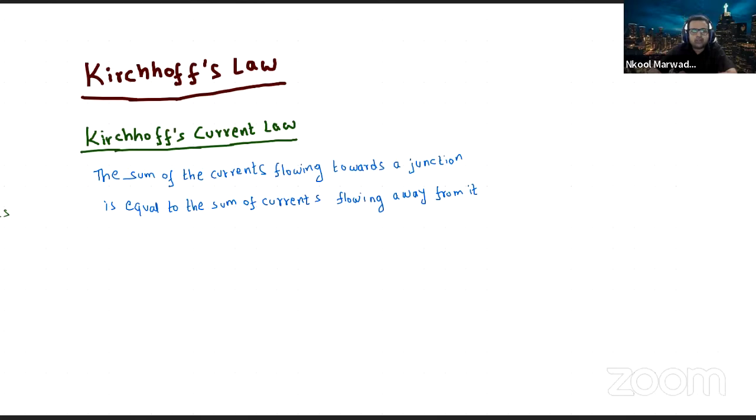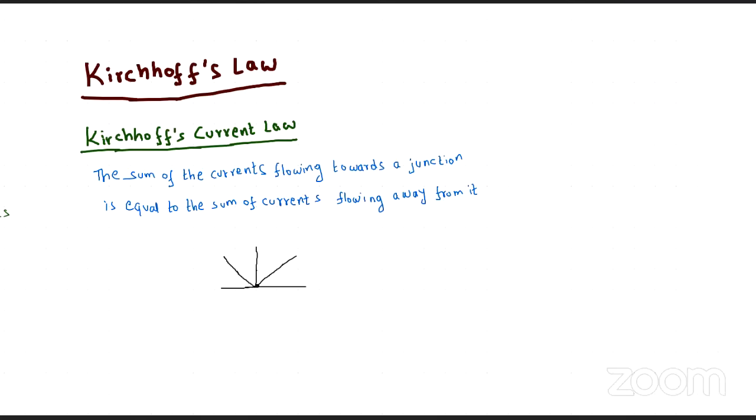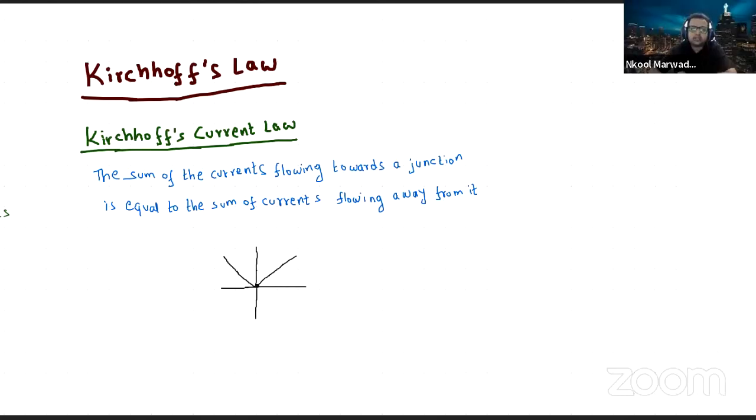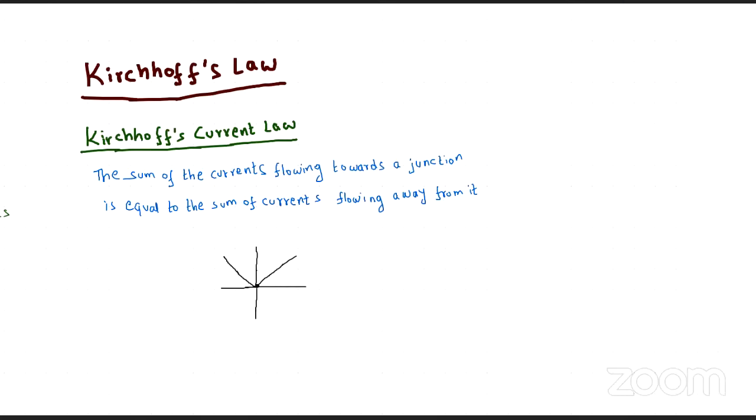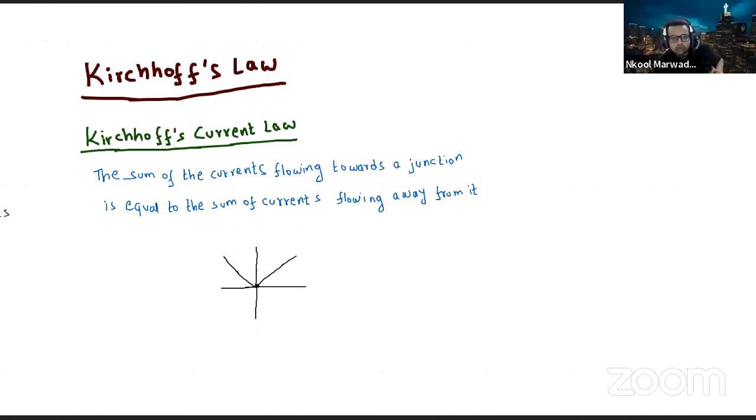Now let us look at one example to get a feel of what I'm trying to say. Let us suppose I have a junction and several wires are connected to this junction. Sir, is node and junction the same thing? Yeah, node and junction is the same thing. So you can call it Kirchhoff's node law, the same thing.